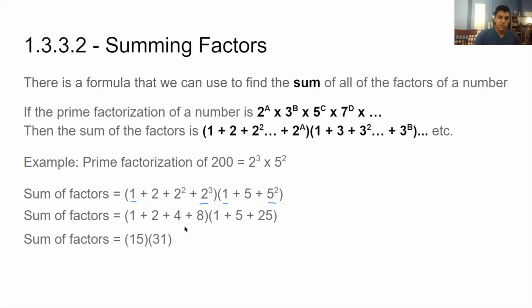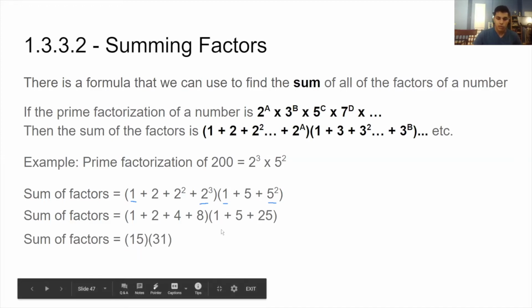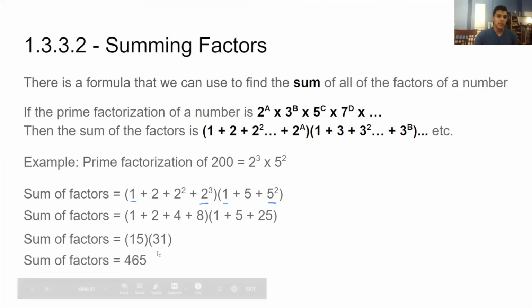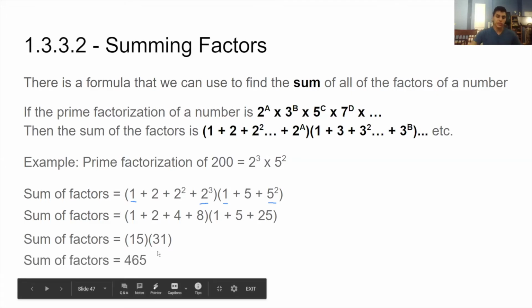So 1 plus 2 plus 4 plus 8 is 15. And 1 plus 5 plus 25 is 31. And the sum of the factors is whatever these two numbers multiplied by each other is, which in this case, for the sum of all the factors of 200, is 465.